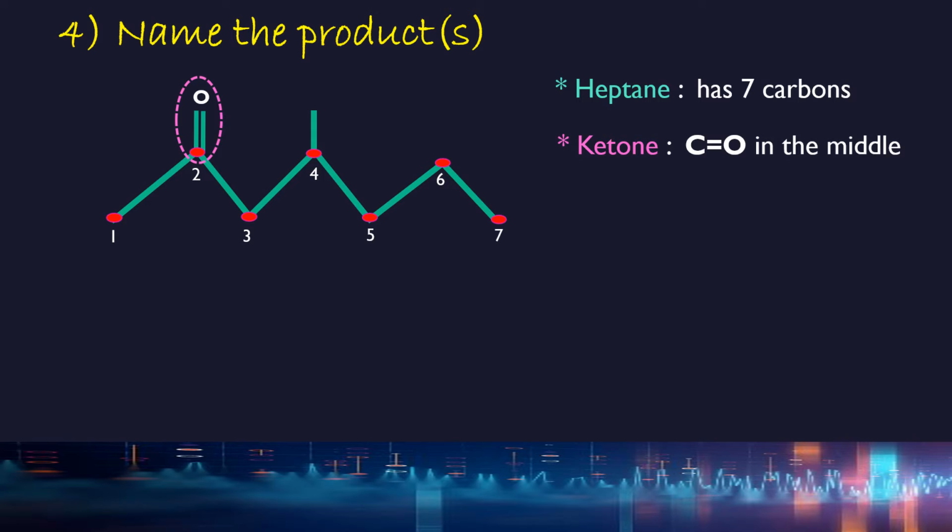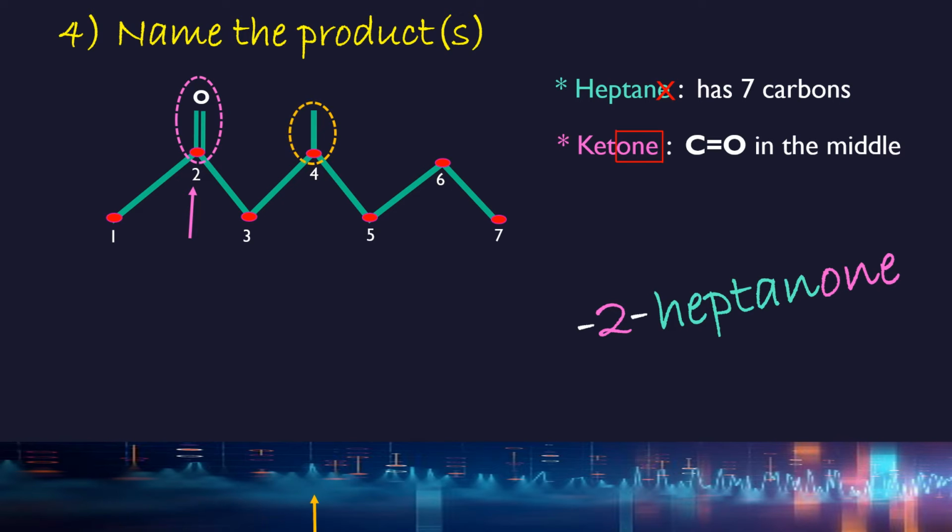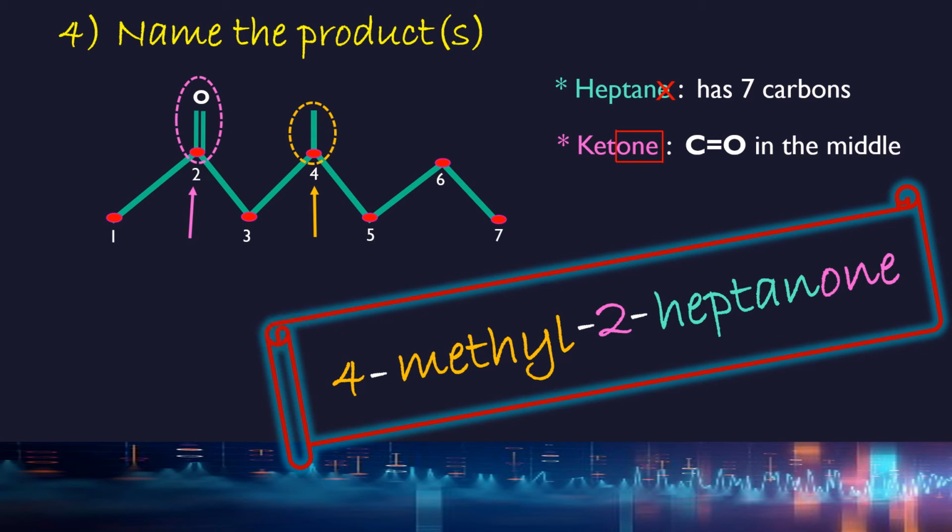Now we just drop the last letter E in heptane and take the suffix ONE from ketone to give us heptanone. Since the location of the ketone group is at the 2nd carbon, we write the number 2 in front and use a hyphen to separate numbers from words. There is a methyl group at the 4th carbon, so we write methyl with the number 4 in front. The name for the final product is 4-methyl-2-heptanone.